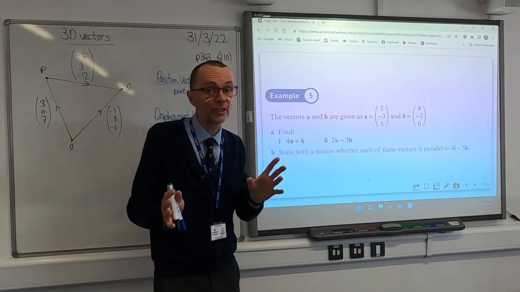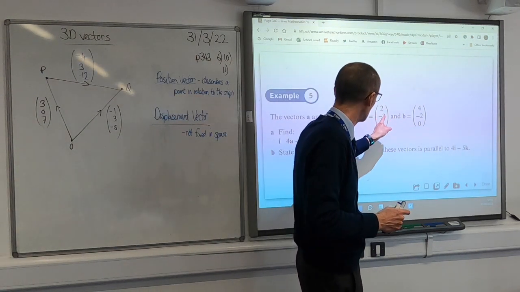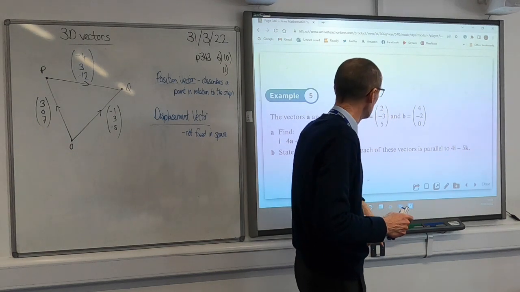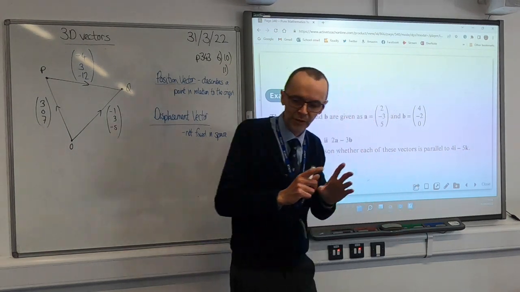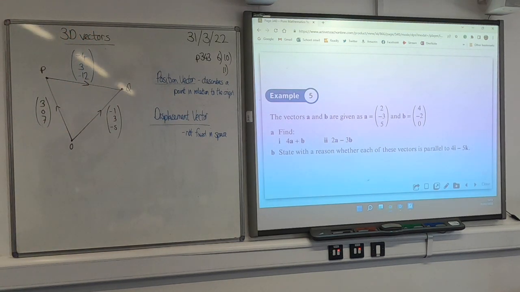And we can just do this with basic arithmetic. So 2 lots of A is just double that, double that, double that. 4 lots of A is 4 times that, 4 times that, 4 times that. So just see if you can answer this question. And the key part is the bit about parallel vectors.